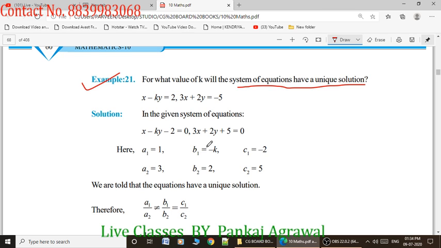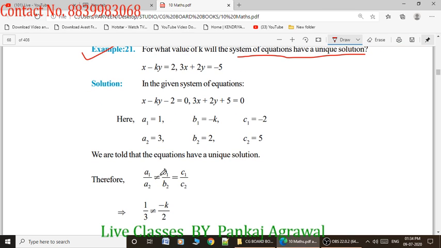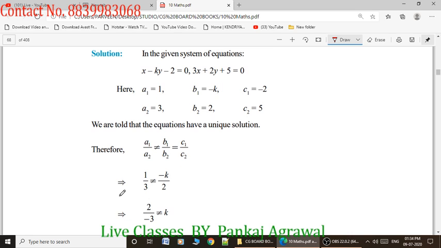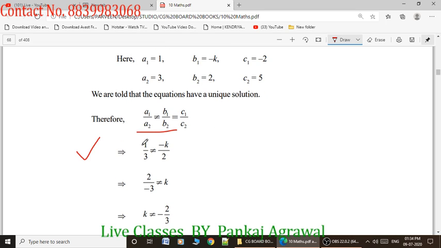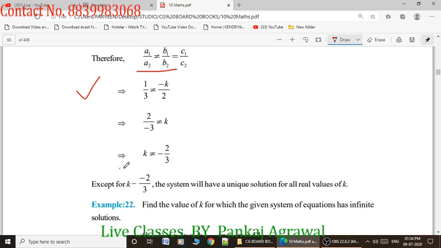To find the unique solution, the condition is given a1 upon a2 not equal to b1 upon b2. So here a1 upon a2 is given 1. So what will be their ratio? 1 upon 3, b1 upon b2 minus k upon 2. So similarly you will put the value. In this condition a1 upon a2 not equal to b1 upon b2 because the equation have a unique solution. So next you will write a1 upon a2 not equal to b1 upon b2. You will put their value. Now you will find the value. So then the value of k not equal to minus 2 upon 3. Okay.